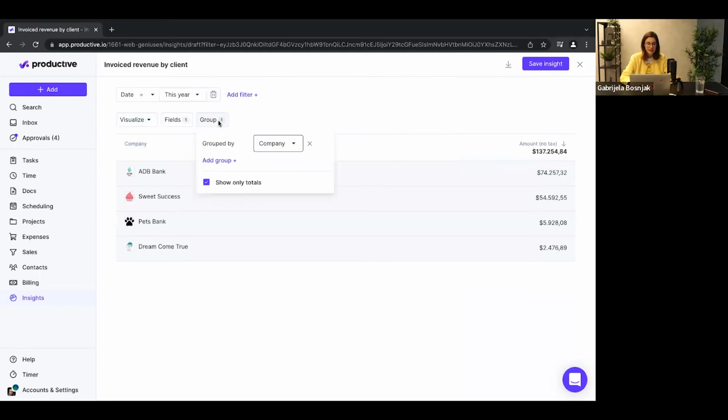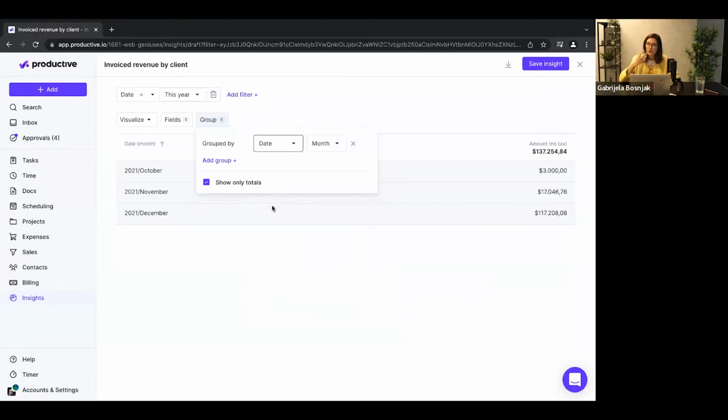So instead of looking at things by client, let's look at how our invoicing went throughout the year, right? We're looking at this year by months, okay? Why? I want to use that input as a projection for the next year, right? So we're closing the year 2021. Let's use this as a projection for the next year. And I will visualize this again with a chart.